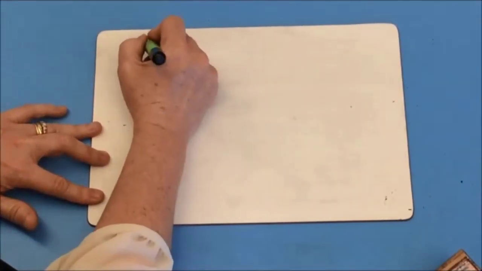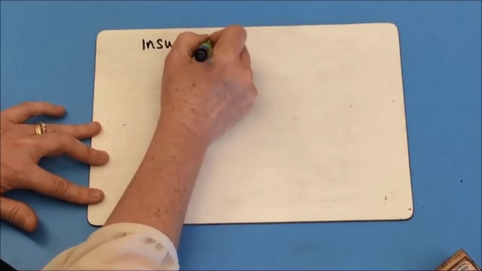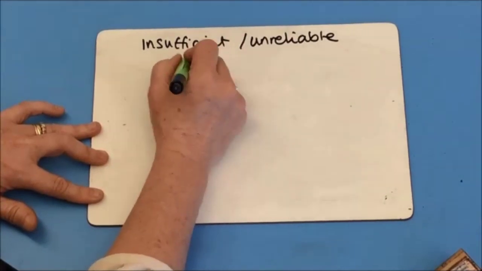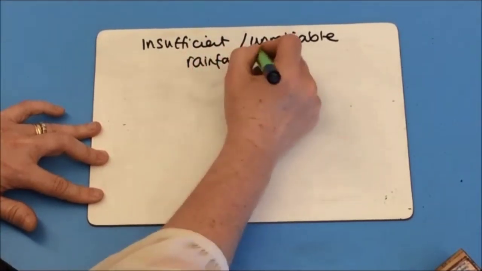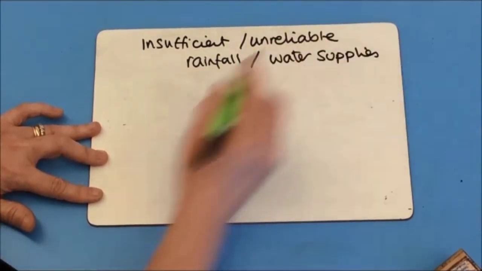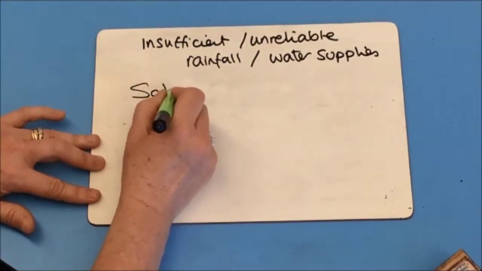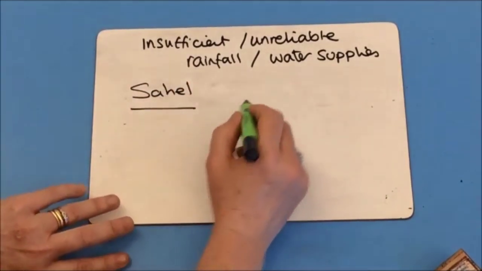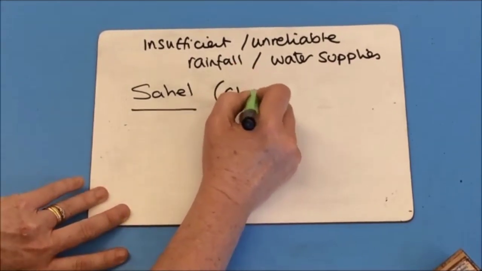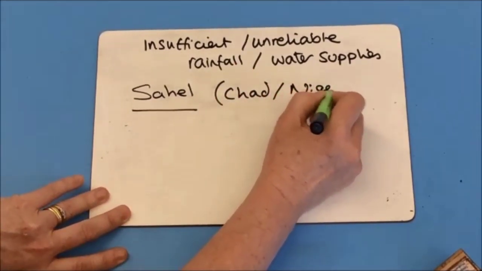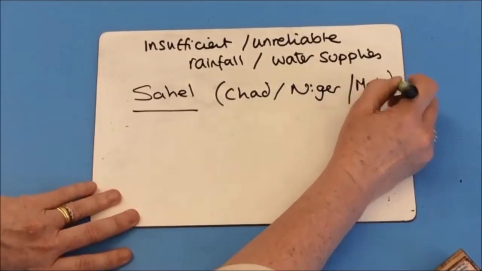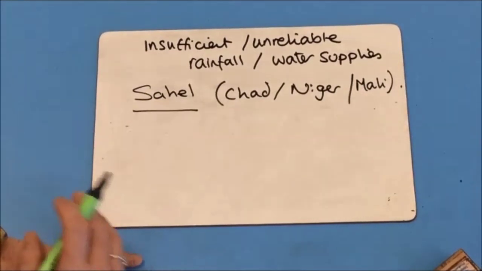So how is that insufficient and unreliable rainfall affecting certain people? So your vulnerable area that you've learnt about is the Sahel. Okay, and the Sahel is that band that sits just beneath the Sahara and includes countries such as Chad, Niger, Mali as well.